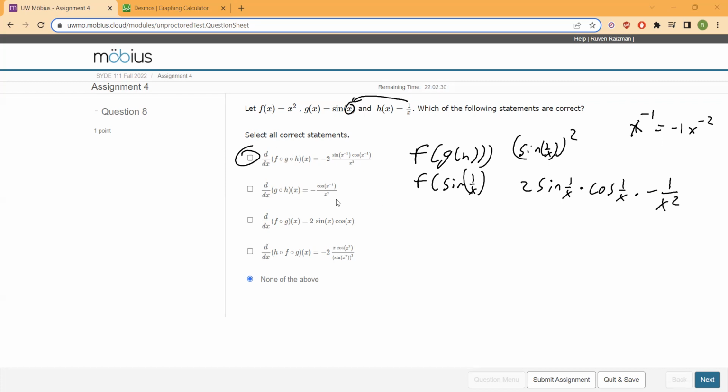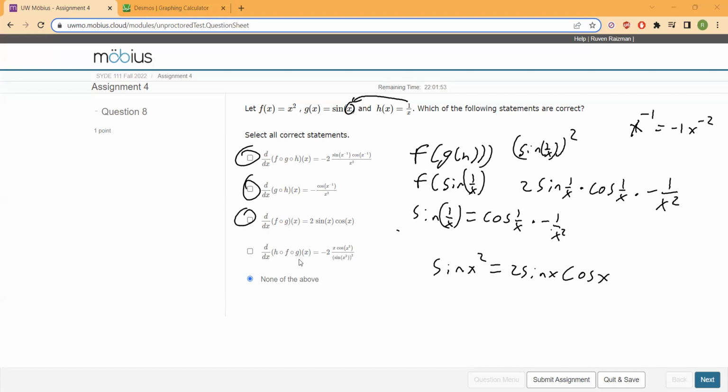So g of h of x is going to be sine of 1 over x. If we derive that, we get cos 1 over x times negative 1 over x squared. And here we do see that as well. So this one works. Then f of g is going to be sine of x squared. So we get 2 sine x, and then we differentiate sine x, which gives cosine x. So this one also works.